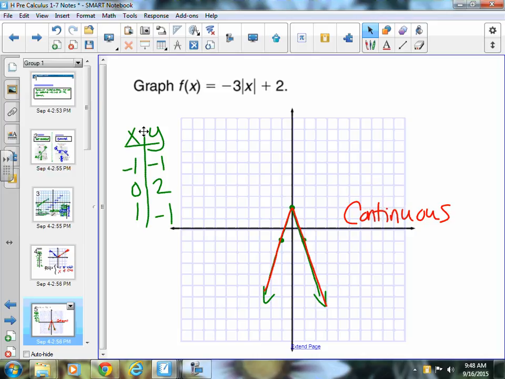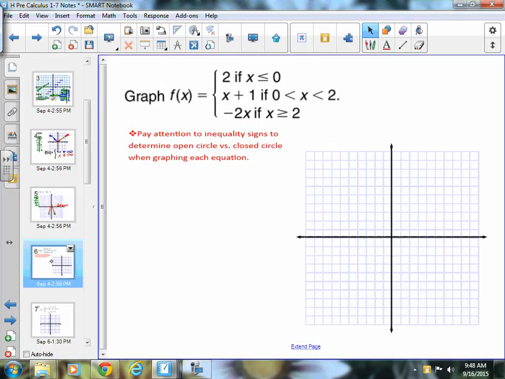All right, now let's get into the real deal here. We're going to talk about these ones that have different rules for each part of the domain. Let's see if we can walk through that and figure out what these different rules are saying and put them all together and make our entire graph.